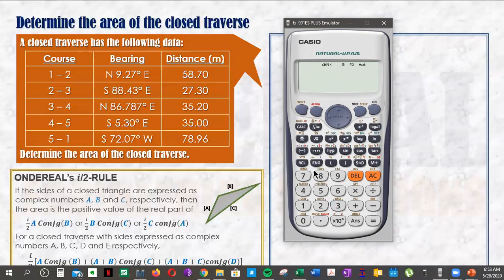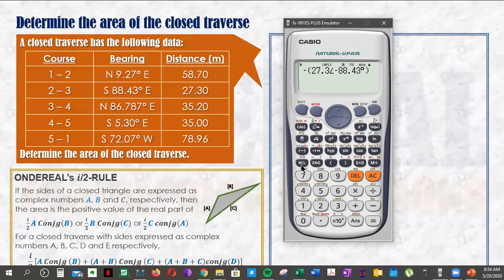So, first one is northeast, 58.7, angle 9.27. I'm going to store this to A. Then also, this one is southeast. So, for southeast, it's negative of 27.3. Then the angle is negative. Basically, for southeast, the signs here are negative, negative. I discussed the sign convention in my first part video, so look for it. So, that's the pattern. If southeast, negative, negative.